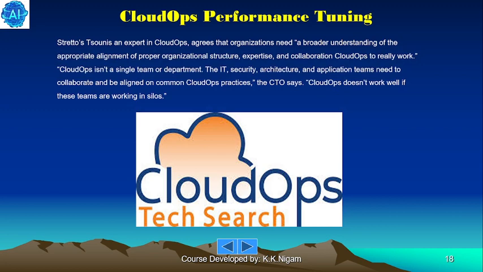Stratos Sonis, an expert in CloudOps, agrees that organizations need a broader understanding of the appropriate alignment of proper organization structure, expertise, and collaboration for CloudOps to really work. CloudOps isn't a single team or department. The IT, security, architecture, and application teams need to collaborate and be aligned on common CloudOps practices. The CTO says CloudOps doesn't work well if these teams are working in silos.